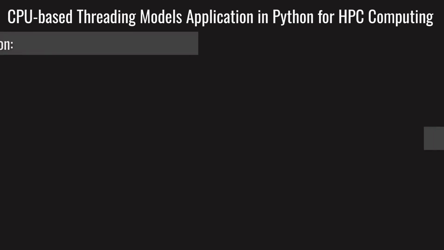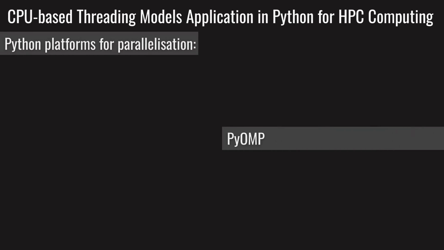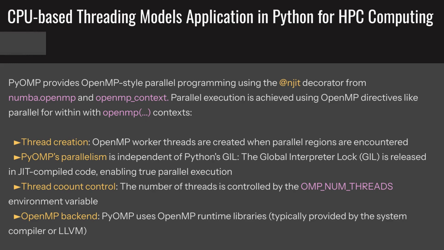PyOMP, or OpenMP for Python, is an extension to Numba that provides OpenMP abstractions for CPU parallel programming in Python. PyOMP provides OpenMP-style parallel programming using the njit decorator from numba.openmp and openmp_context. Parallel execution is achieved using OpenMP directives like parallel for within with OpenMP-based contexts. Thread creation: OpenMP worker threads are created when parallel regions are encountered.